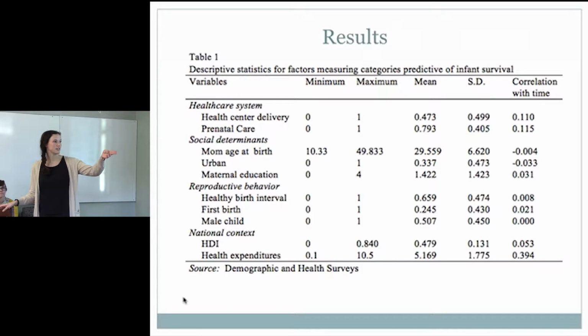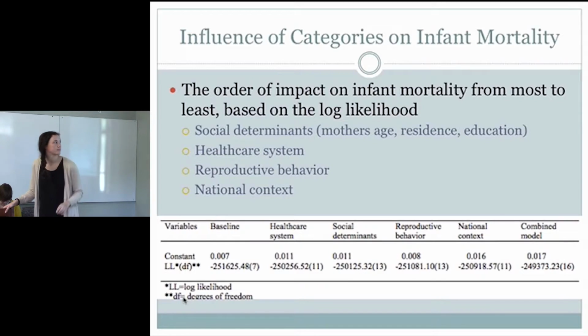You can see that the health expenditures at bottom and the health center delivering prenatal care have experienced the most change over the time of the surveys. And so you can see where healthy birth intervals, maternal education, all of these things have a lot of room for growth, which should leave us with hope for the future, right? There's room to move forward here.